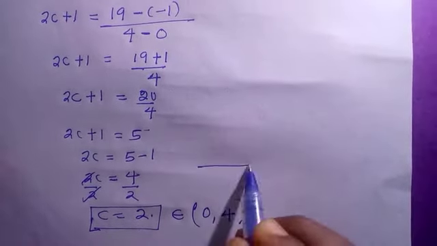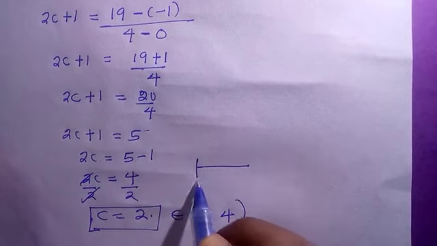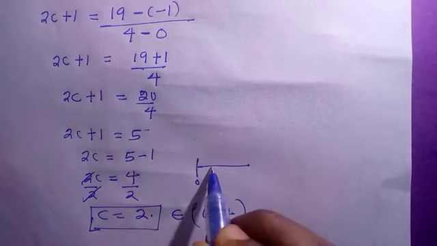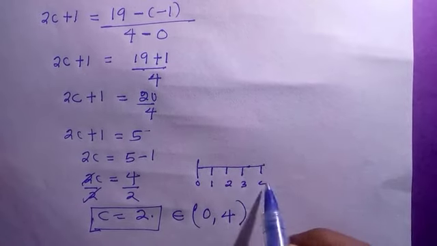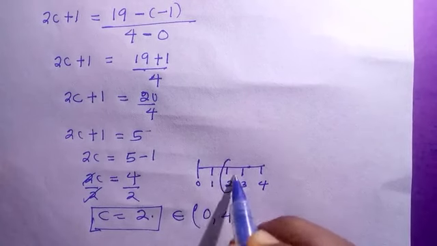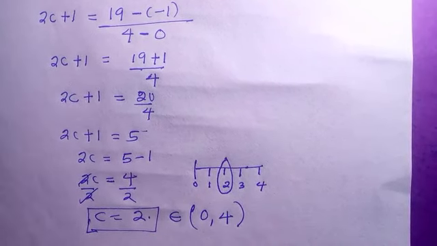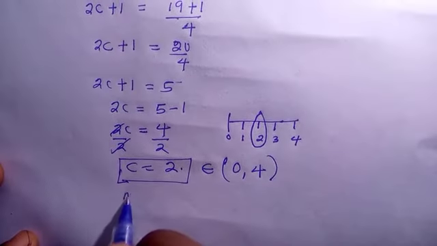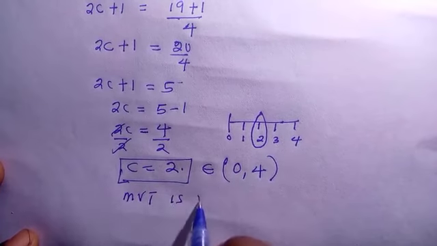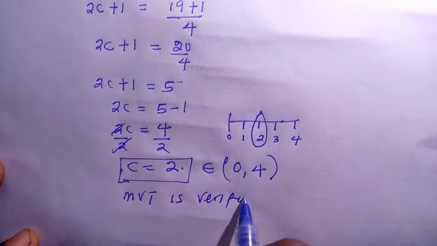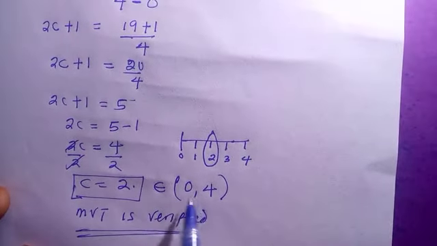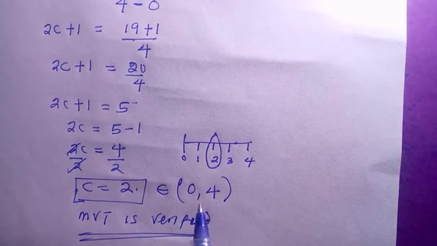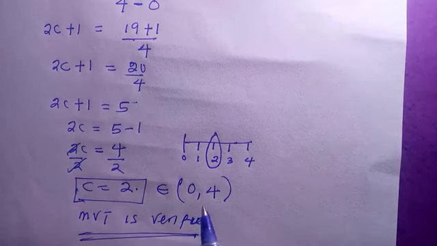That constant value is the value of c that we just got, which is 2, and it is a member of (0, 4). Because considering this number line, we have 0, 1, 2, 3, 4, so we have the value within this interval. That is, it is always continuous. And since it is continuous, the mean value theorem is automatically verified for any real number, that is negative infinity to positive infinity, as it is in (0, 4).